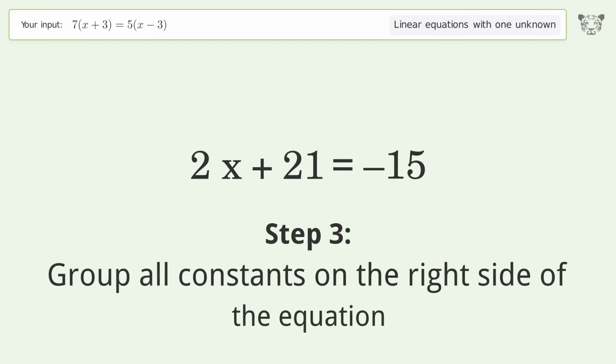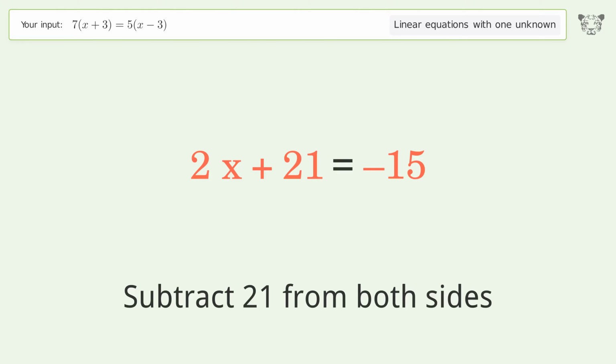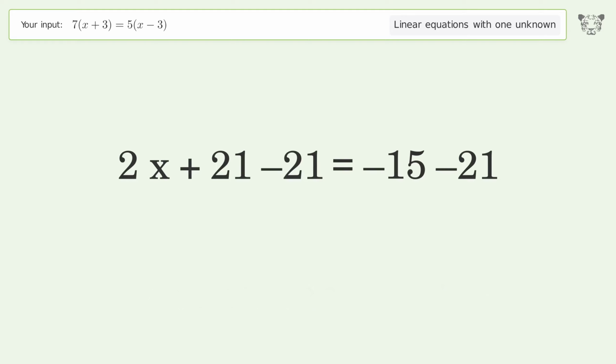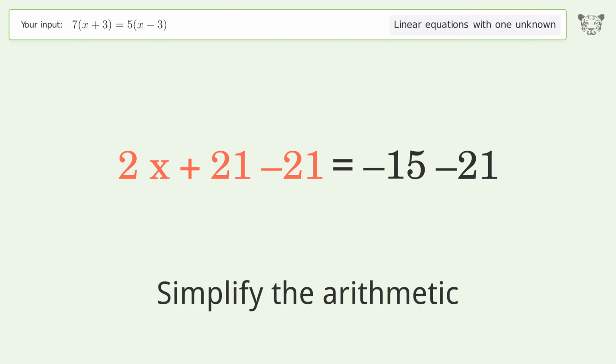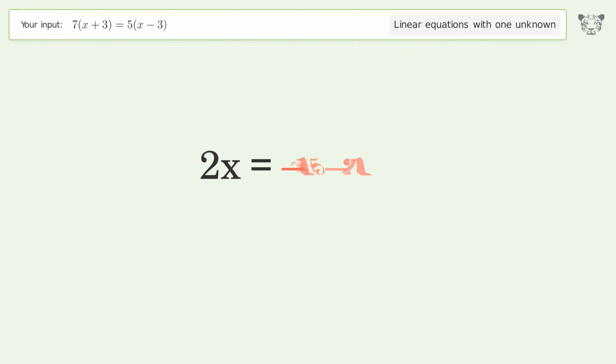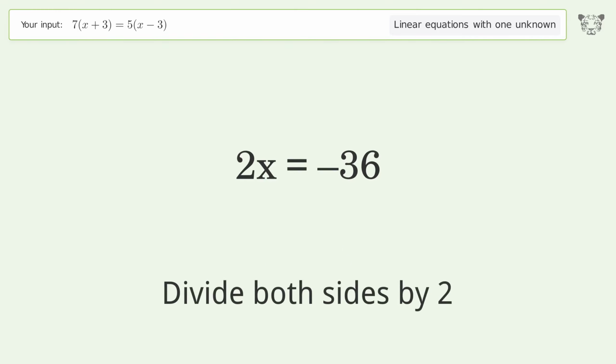Group all constants on the right side of the equation. Subtract 21 from both sides. Simplify the arithmetic. Isolate the x. Divide both sides by 2.